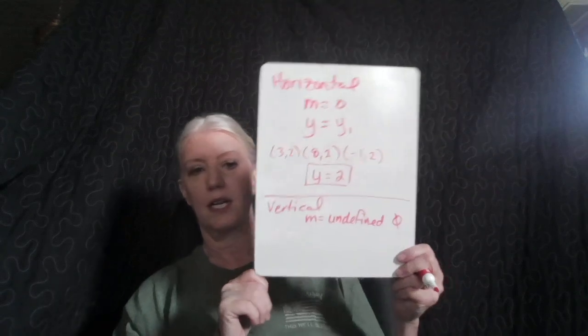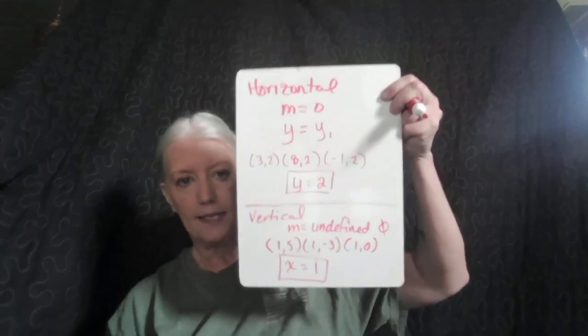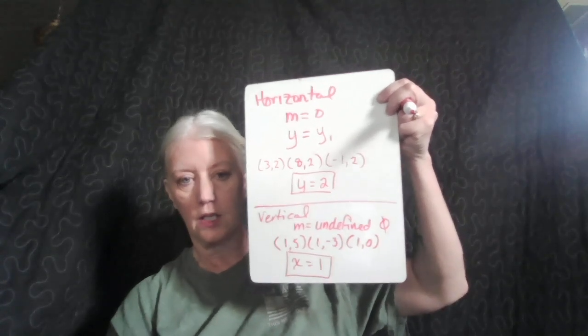Vertical, opposite. M is undefined. Undefined, no slope, empty set, however you want to say it. Points are always going to have the same x value because vertical only crosses x. (1, 5), (1, negative 3), (1, 0). Equation: x equals 1. Done. That's the difference between horizontal and vertical lines.